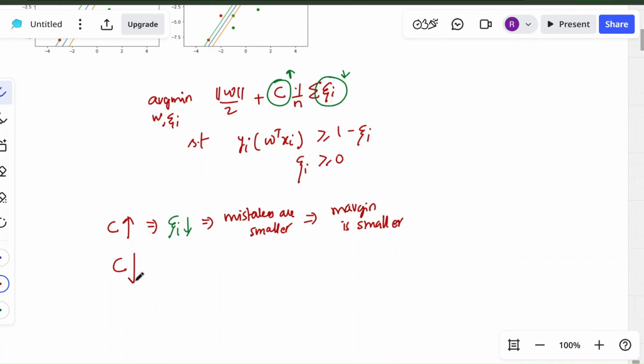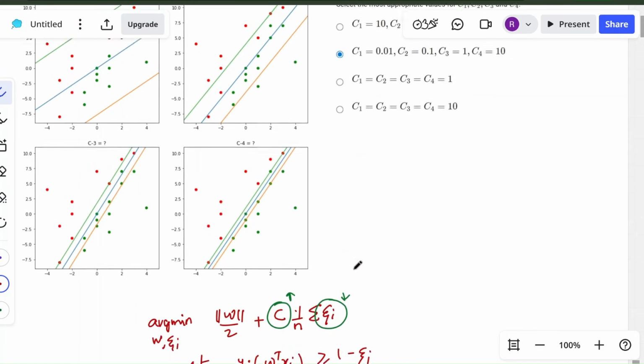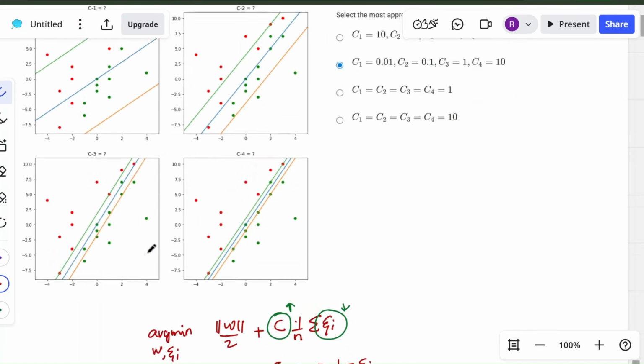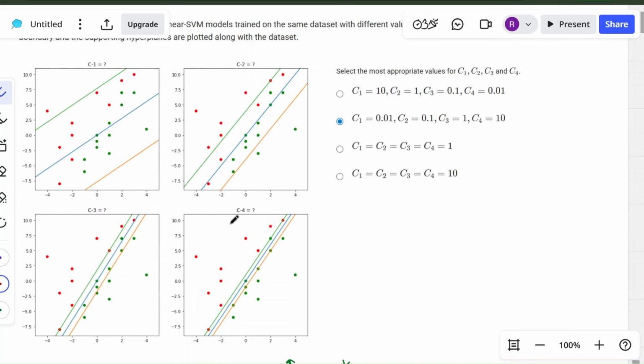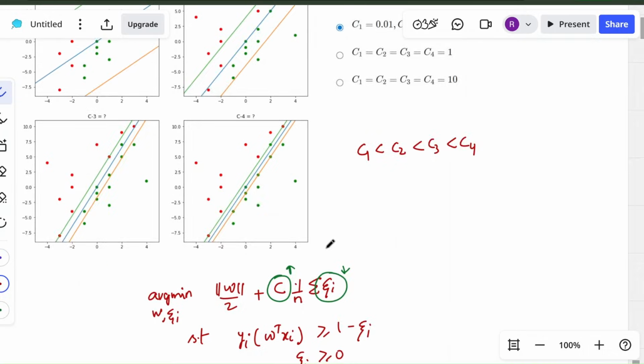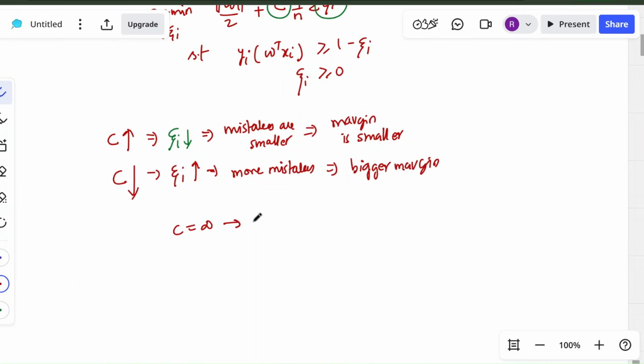Similarly, we can also say that if C decreases, then zeta i increases, which means more mistakes, which means bigger margin. So wherever there is a bigger margin, the value of C is less. So C1 is less than C2, less than C3, less than C4. And what happens when C is infinity? When C is equal to infinity, then we have a hard margin SVM problem, where we don't allow any mistakes, no mistakes allowed.